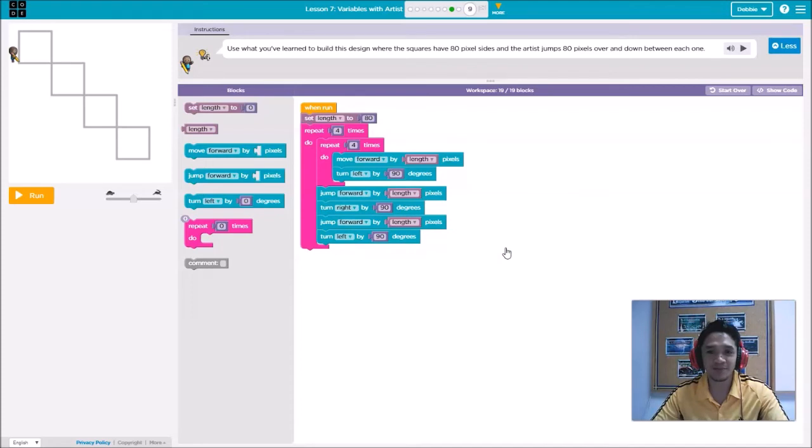Can you follow? So this is how to solve our problem now. If you can see, set the length to 80 pixels, then repeat 4 times, meaning you have 4 squares. Repeat 4 times, that is for your square. This one: move forward length, turn left 90. After this one, jump forward length, turn right 90, jump forward length, and then turn left 90. Can you follow? Okay, let's try to run.